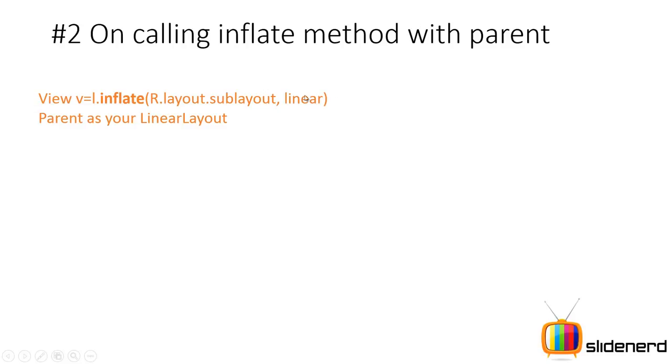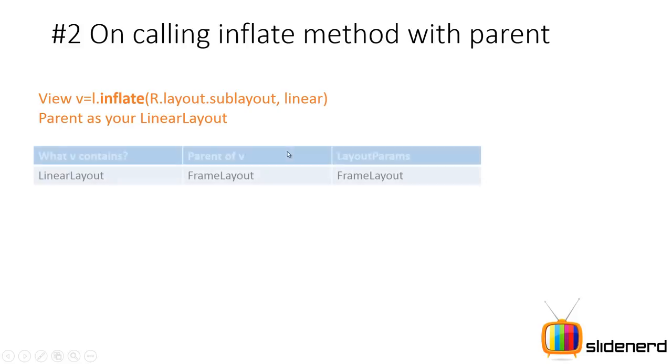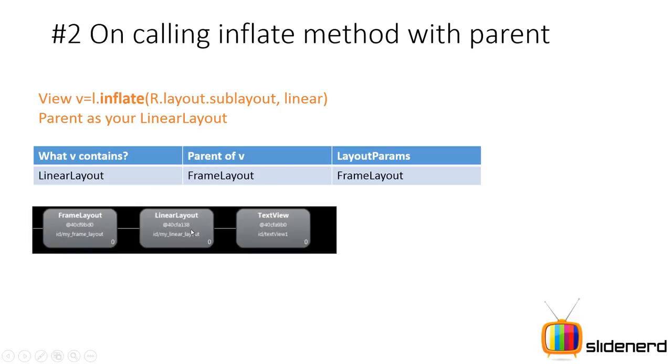This linear which you see over here is going to be the parent of the text view, which is inside your R.layout.sublayout. And one more thing, this time v does not contain the text view. v contains a reference to this linear which is specified over here. So what does v contain? It contains the linear layout. Who's the parent of the linear layout? The frame layout, right? And what about the layout params? The layout params are inherited from this frame layout which you see over here. So how does it look? Frame layout, linear layout, text view.